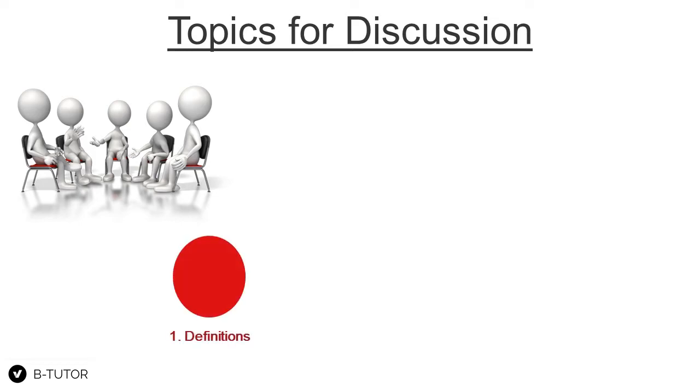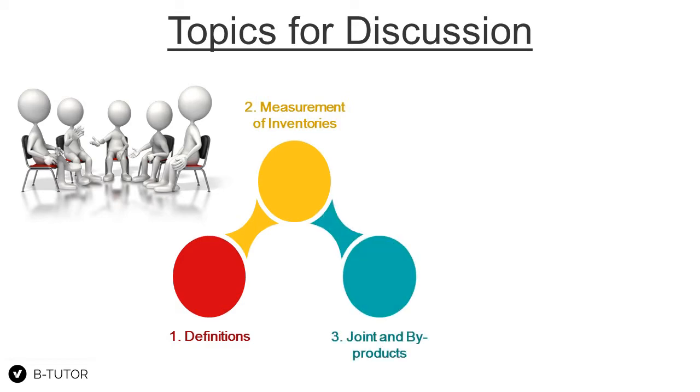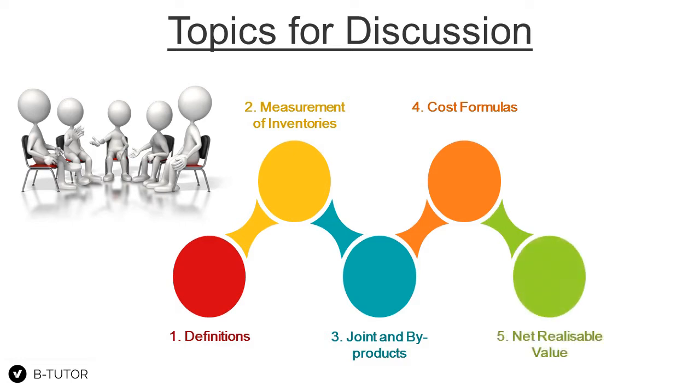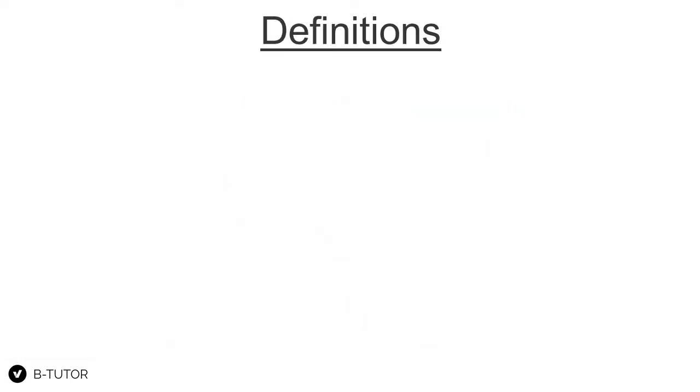Number 1, definitions. Number 2, how to measure inventories in case of single product. Number 3, in case of joint and byproducts. Number 4, cost formulas used to arrive at cost. Number 5, net realizable value write-downs and reversals. Number 6, items to be recognized as expense.